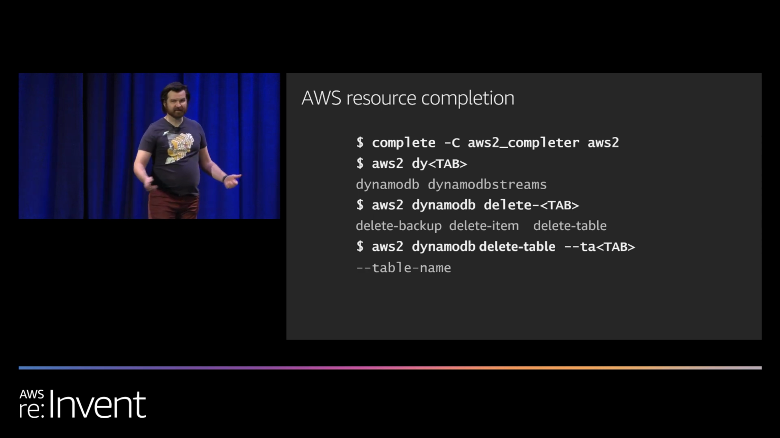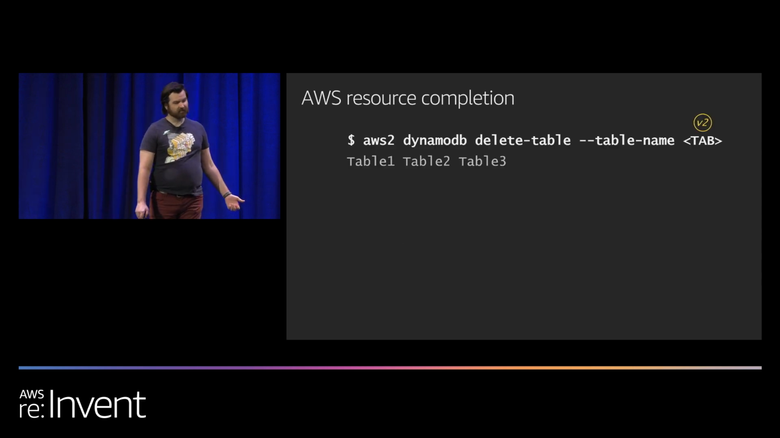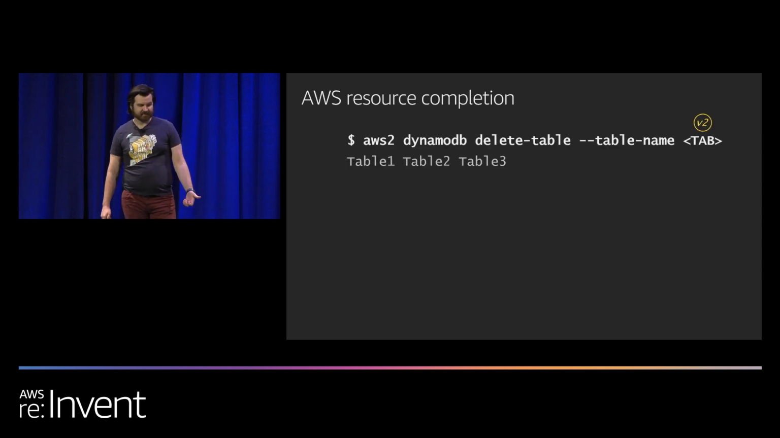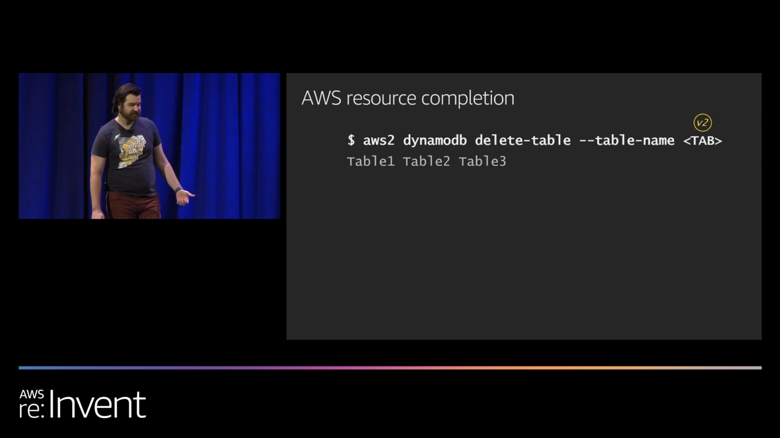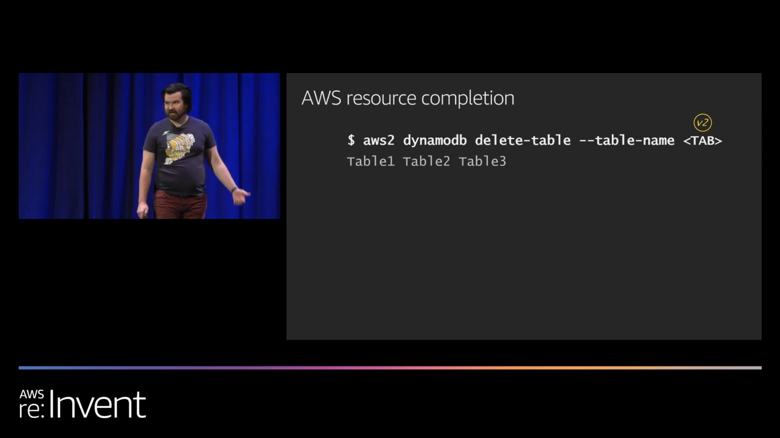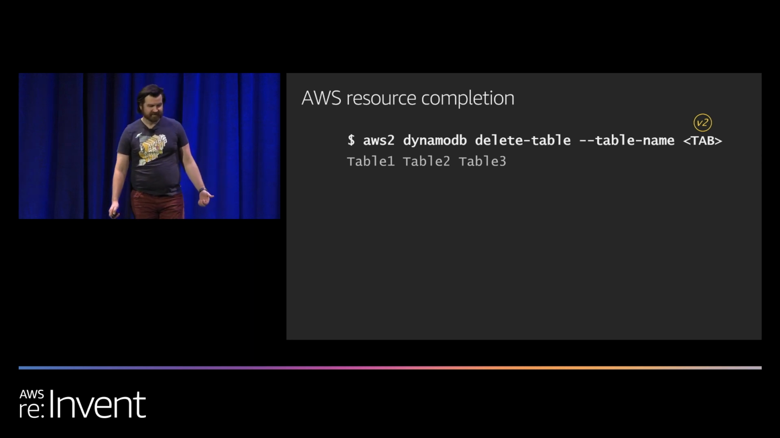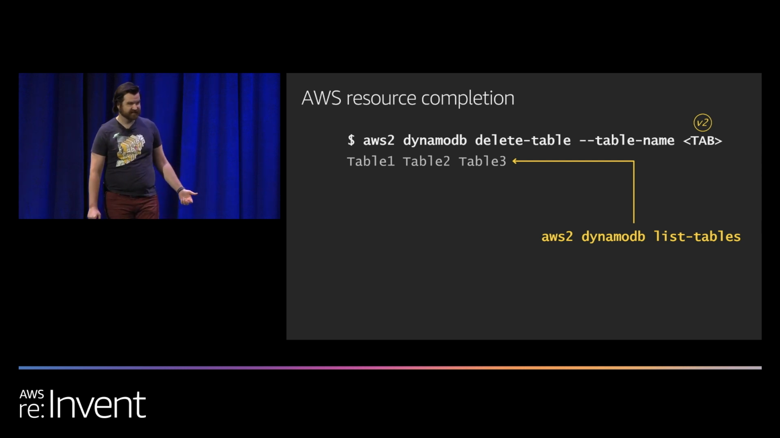So this is all functionality available in v1. It's also available in v2. So for v2, the new feature is that we'll also autocomplete resource values for you. So if you hit tab here, when you specify the table name value, it returns to you all your DynamoDB tables. And the way the AWS CLI v2 is doing this is under the hood, it's running a DynamoDB list tables call to populate this auto-suggestion list.